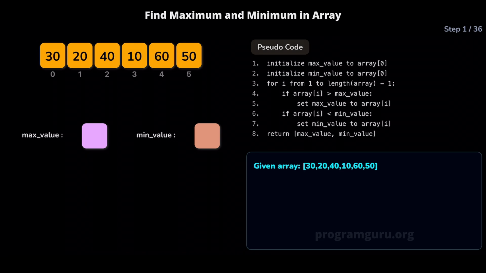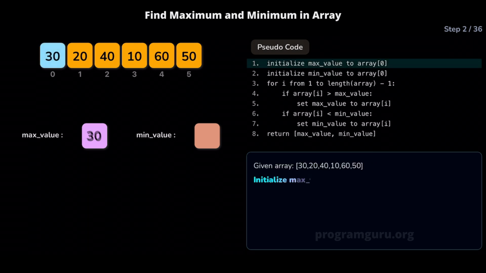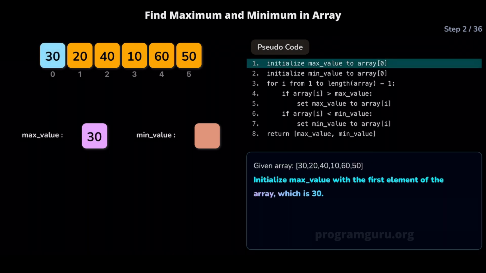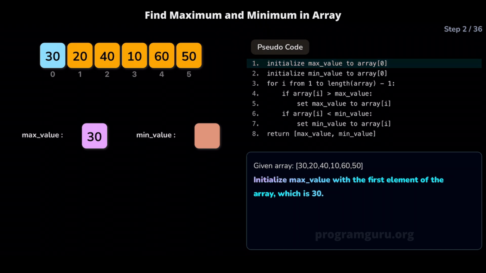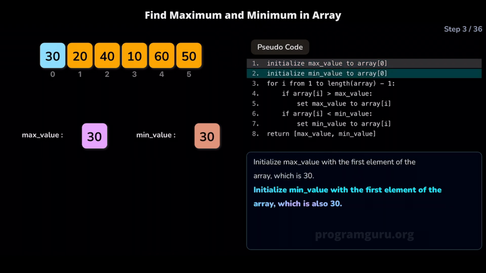The given array contains the numbers 30, 20, 40, 10, 60, and 50. Max_value, to keep track of the largest number seen so far. Min_value, to track the smallest number encountered during iteration. Initialize the maximum value with the first element of the array, which is 30. Initialize the minimum value with the first element of the array, which is also 30.